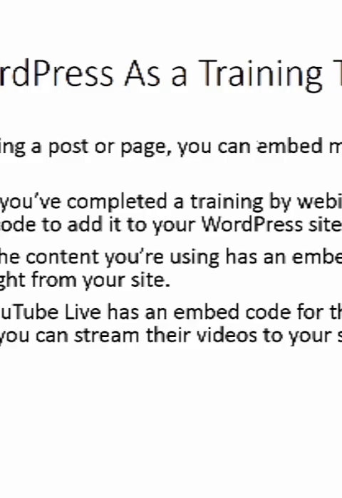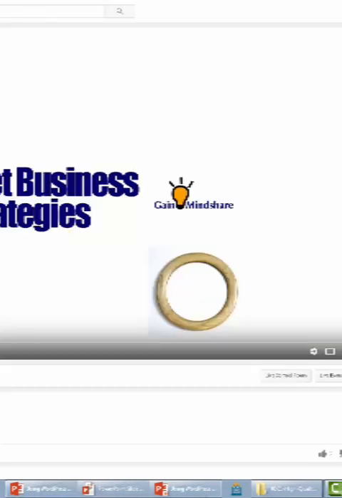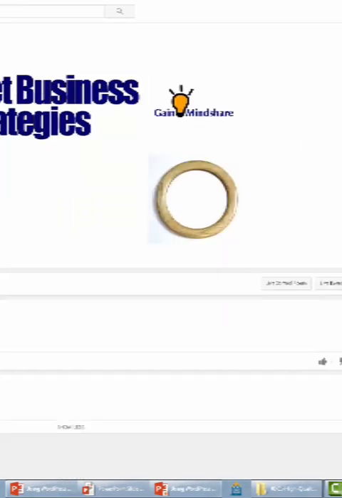You just saw a static YouTube video, and YouTube Live has an embed code for their live stream, which means that you can stream their videos to your site. And you'll see that inside of your live streaming area. And if you were to pick any one of these videos that you were going to stream, what you would do is you would go and get the same code.